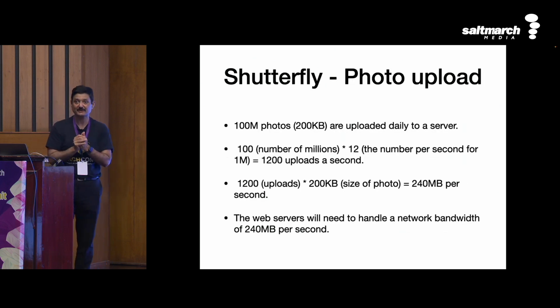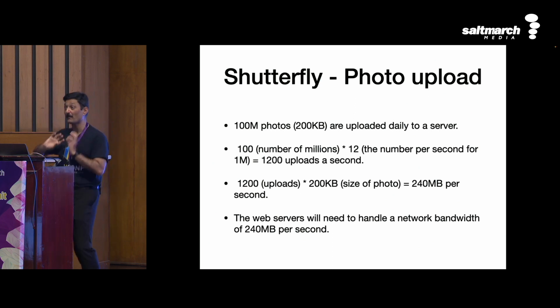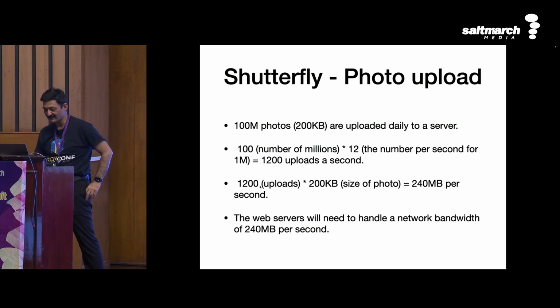So let's take a look at Shutterfly. Shutterfly is where you can upload all your photos, okay? So 100 million photos, 200 kilobytes per day. So 100 million times 12, it is coming out to be how much? 250 megabytes per second. That is the traffic which is flowing through us.